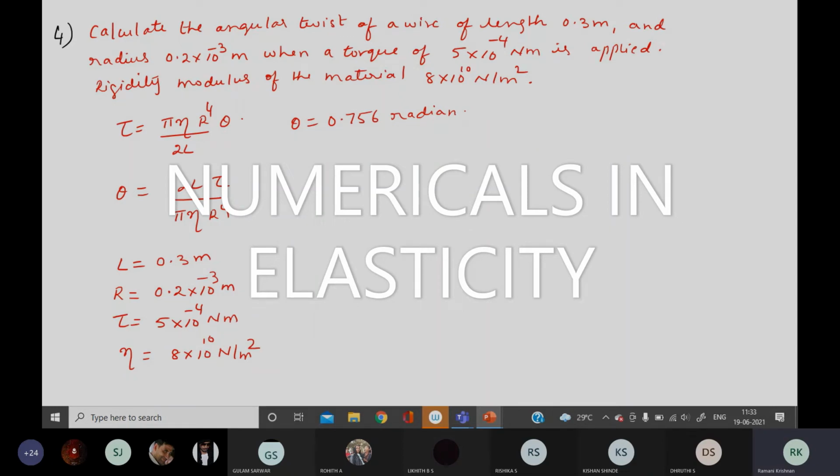Okay, now other than Rohit, who got 0.756? Next student? Me, ma'am. Who is that? Gulam ma'am. ME004. Okay, okay. One more student who got.